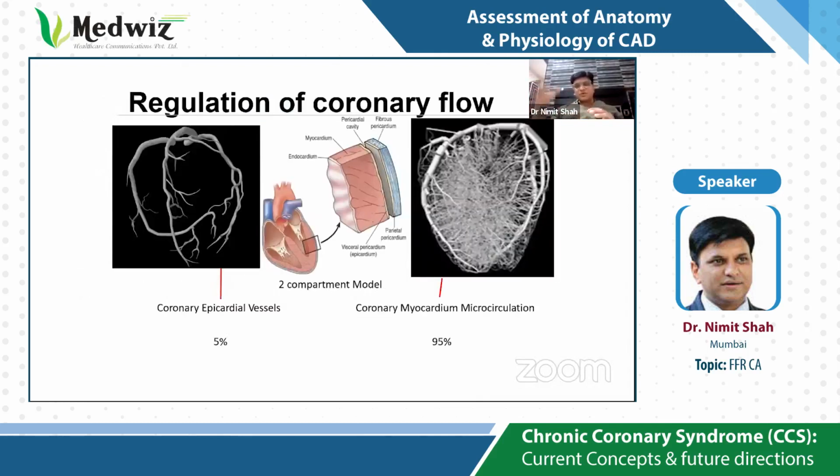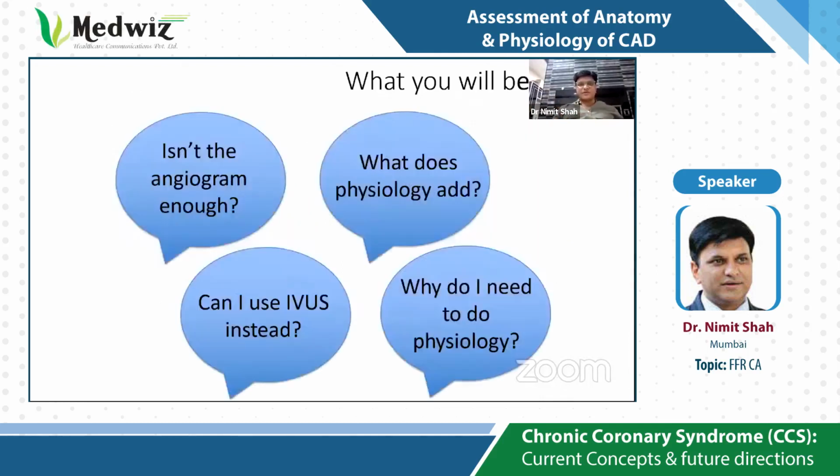Again, we spoke a lot about microcirculation, which is very true, and is very well presented with this diagram. So when we look at cardiac circulation, only 5% is epicardial, 95% is coronary microcirculation. And that is where we call it silent ischemia or microvascular angina, where the coronary arteries are not very significant.